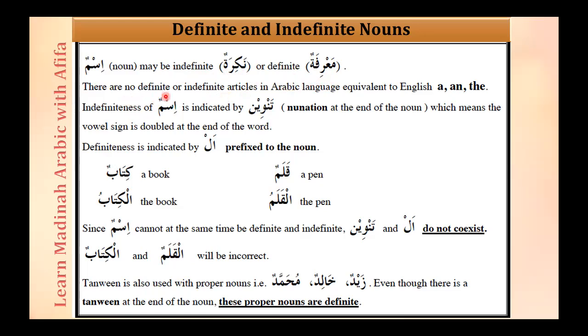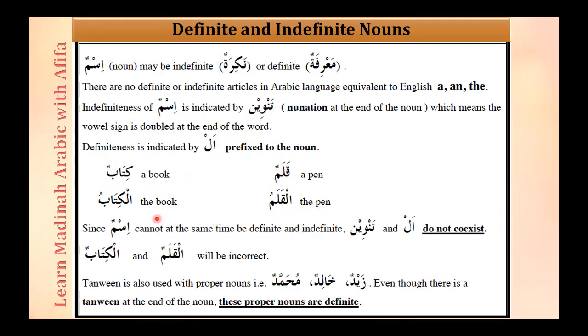So there are no definite or indefinite articles in Arabic, like we already talked about. Instead, indefiniteness is indicated by a tanween, which is also called nunation, at the end, because remember, tanween is a sign of a noon with a sukoon at the end of the noun. That's what nunation means. So the vowel sign is doubled at the end. So you see, qalamun, this tanween is indicating two dhammas at the end. Kitabun, there are two dhammas at the end here.